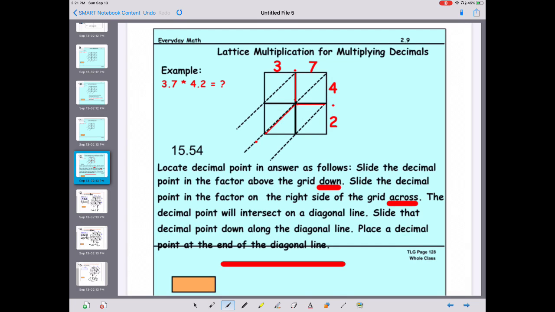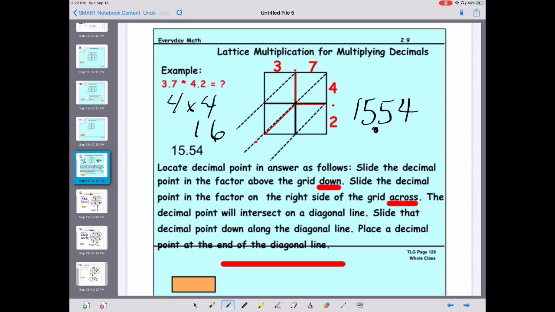Now, if we had a decimal in it, then you could always use your magnitude estimate to figure out what it would be close to. So this would be close to 4 times close to 4, which would be 16. So when my answer ends up 1554, this is where the decimal would have to be, closest to 16.